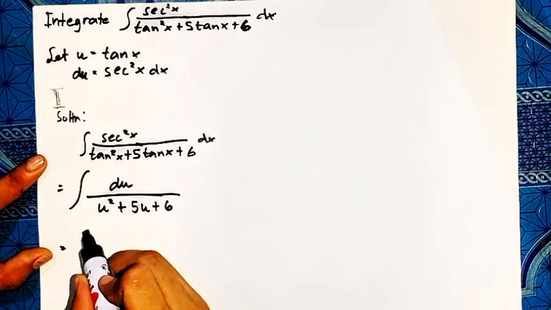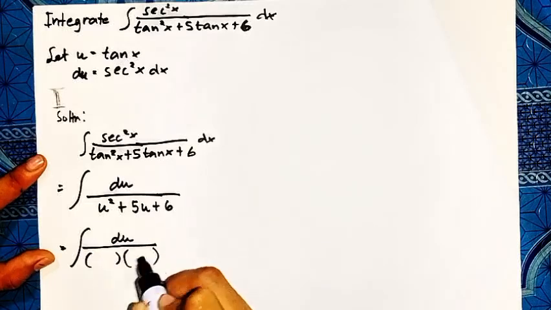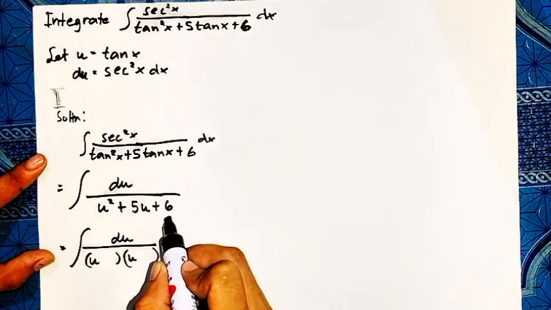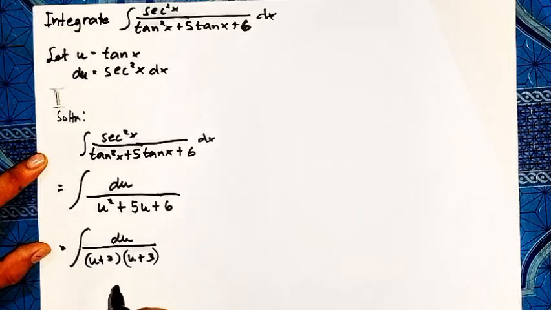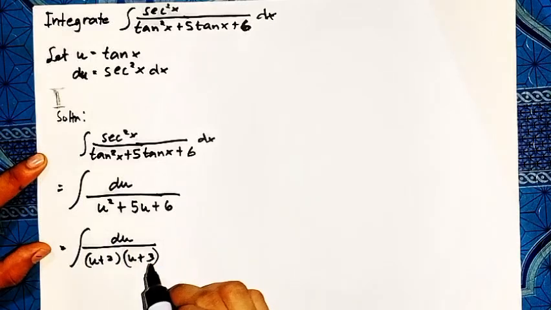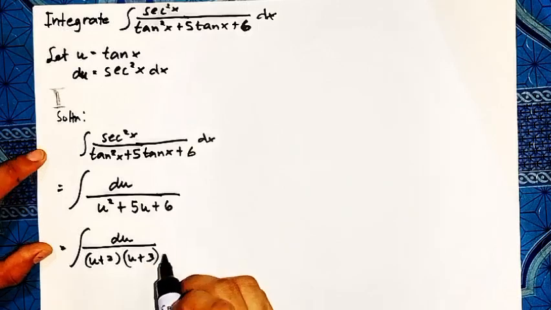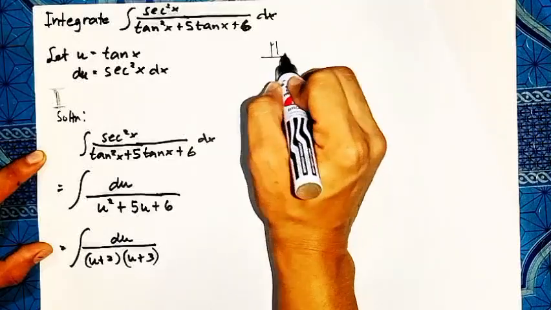So we have du over the factor of u squared plus 5u plus 6: u and u, 2 times 3 is 6, so u plus 2 times u plus 3, right? To integrate this, we can apply case 1 in partial fraction. So let's proceed to applying partial fraction.